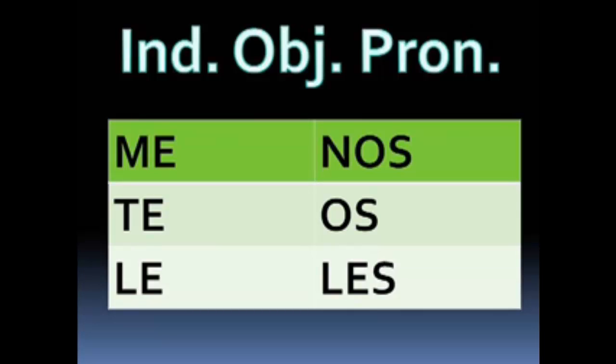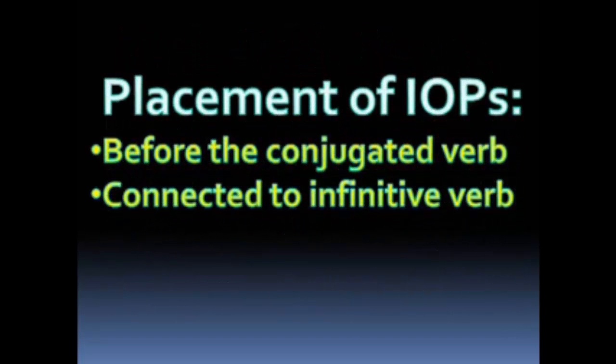So you may be wondering what all this has to do with gustar. It's because we're going to use these to say to whom the apples are pleasing, to whom the beets are not pleasing, etc. Okay. Now, where we put these indirect object pronouns does matter. These indirect object pronouns, me, te, le, nos, os, les, usually go before a conjugated verb or connected to an infinitive verb. Okay, there are some other instances like command form where this doesn't apply, but generally speaking, they go before a conjugated verb or connected to an infinitive.